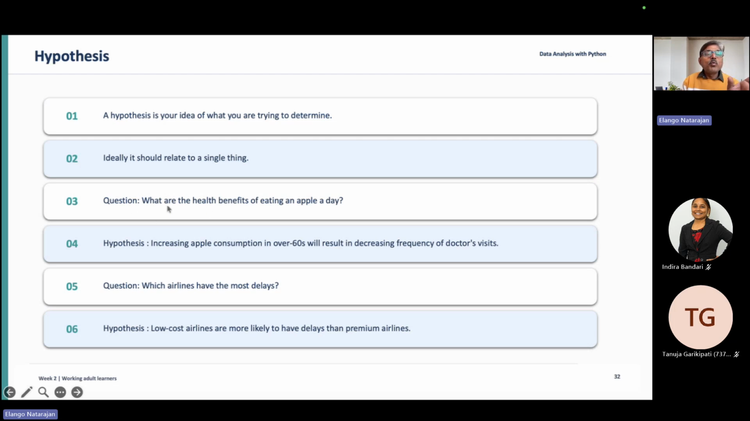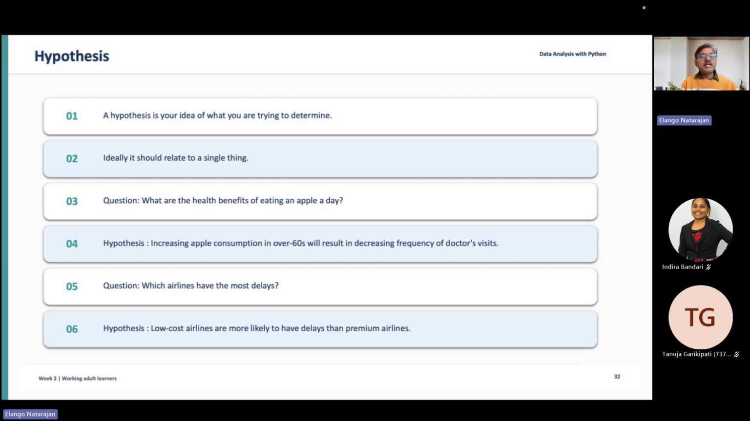the question here is, what are the health benefits of eating an apple a day? Okay, that is a question. So if you take apples every day, will your health be good, or will you not go to a doctor? Second question. So these are questions you can ask yourself.